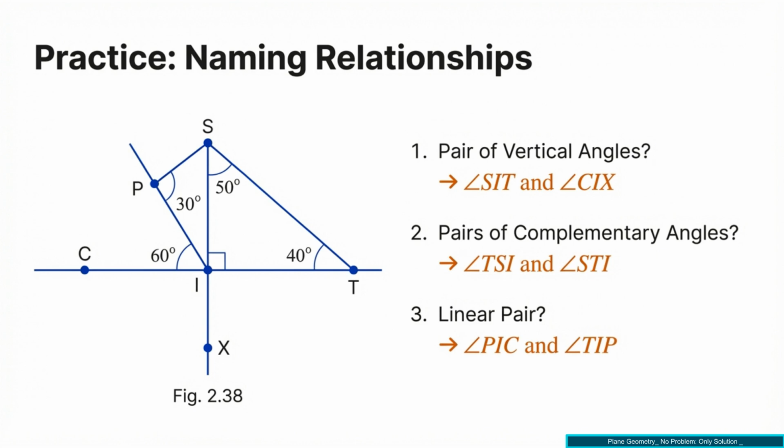Let's practice naming relationships. Can you identify the pair of vertical angles, pairs of complementary angles, and a linear pair from the figure?